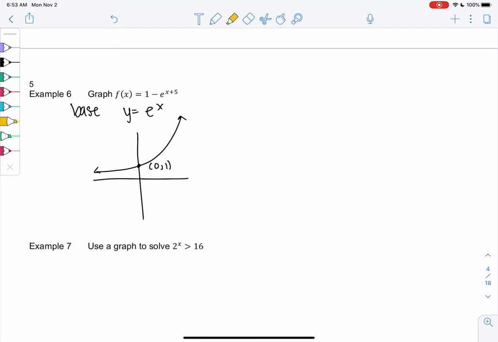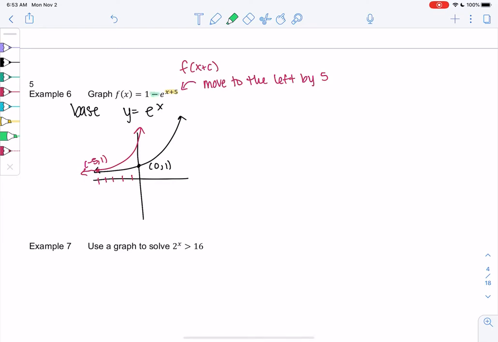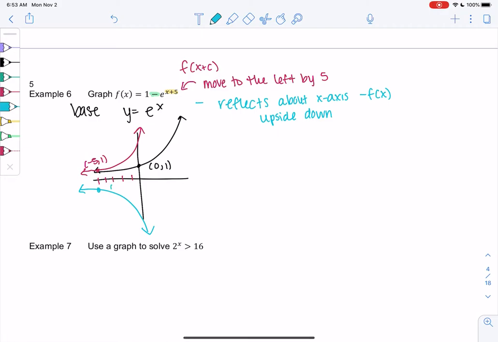The first transformation, we work from the inside out. So x plus 5 is an f of x plus c in parentheses, which is horizontal. So we're going to move to the left by 5. So 1, 2, 3, 4, 5. So instead of going through (0, 1), we now go through (-5, 1). Same shape. And then it reflects upside down from the negative outside. It reflects about the x-axis. That's when we have negatives outside the function, negative f of x. So this is basically upside down. You can find these back in chapter 2 if you need to review. So when it goes upside down, instead of going through (-5, 1), it goes through (-5, -1).